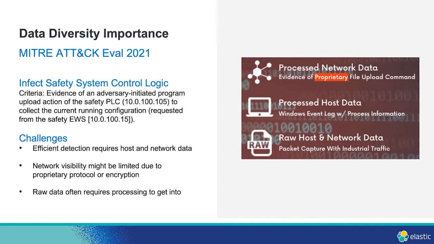So when we talk about process network data, process host data, and raw data: for process network data, if you speak the proprietary language of that protocol, you're going to see it. If you don't speak that, you might be stuck with Windows event logs if you're dealing with process host data. That's something you can pull through Logstash, or, if you're not even processing those, you might have to do it out of the packet capture. A challenge here is network visibility might be limited due to encryption. And that raw data is going to require processing to get into if the protocol is not known.